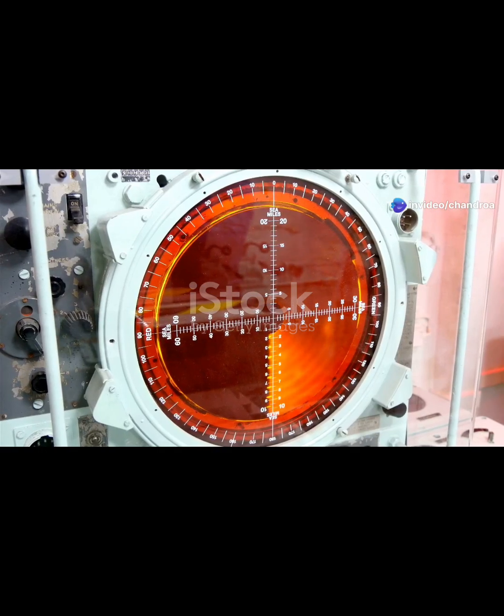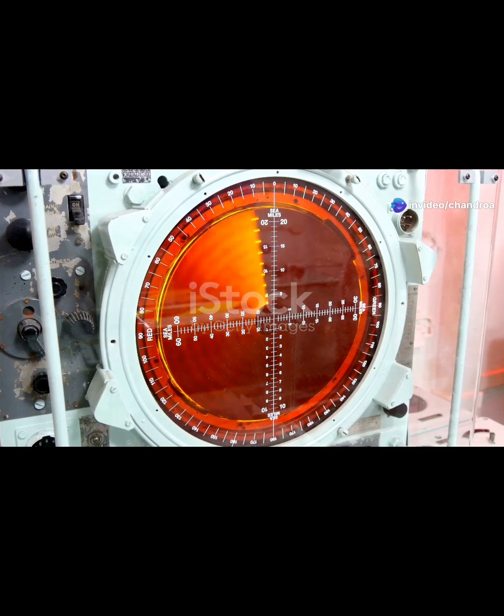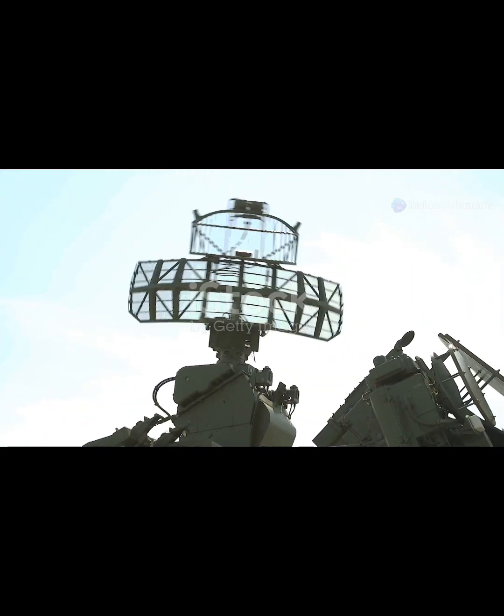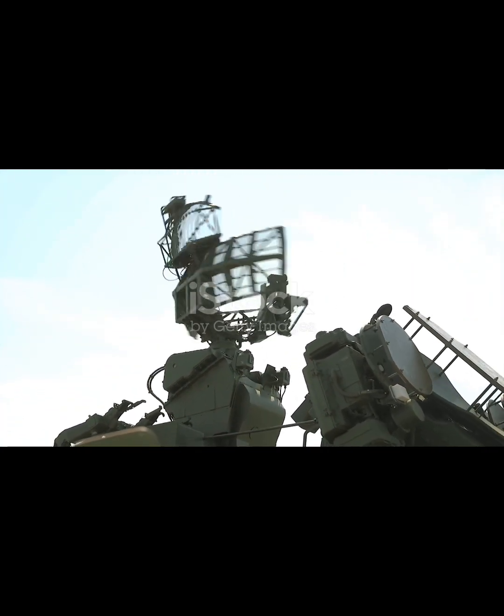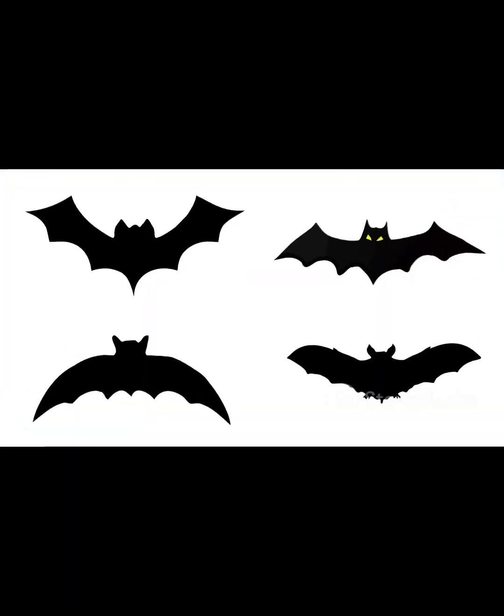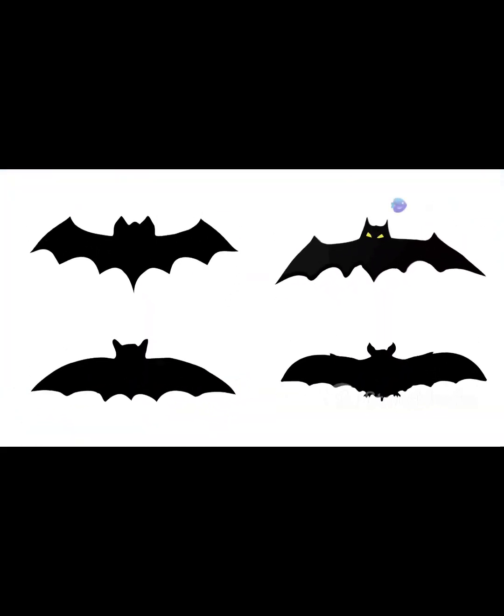Radar. It's a word that conjures up images of spinning antennas and blips on a screen. But what exactly is radar? Simply put, radar is like a powerful echolocation system. Bats use sound waves to navigate and find food. Radar, on the other hand, uses radio waves to detect objects and determine their location, speed, and even shape.